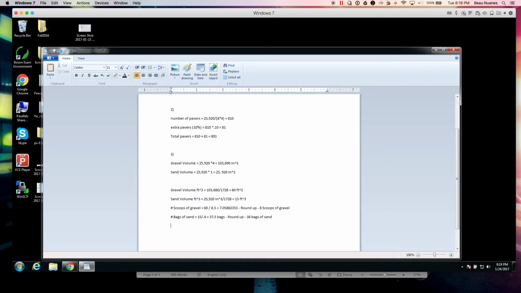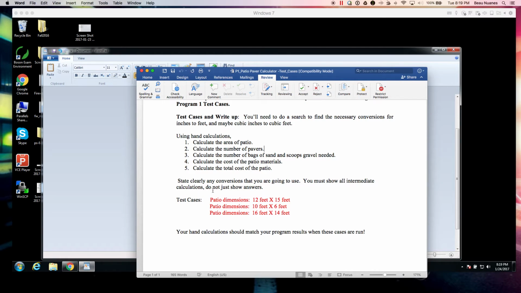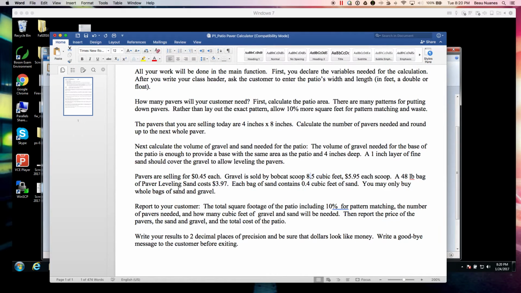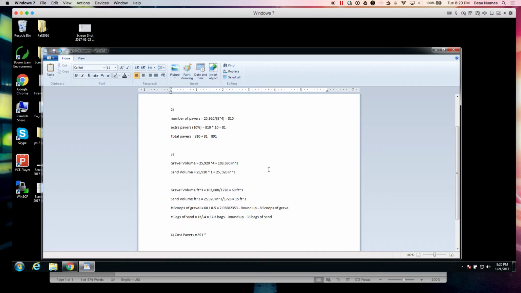Now we have number 4, right? In the test cases, we asked for number 4, calculate. Oh wait, number 3, calculate the number of bags of sand and scoops of gravel needed. So that's number 3. Now on to number 4. Almost there. So now we want to do the cost of the pavers. How many pavers did we have? We had 891. What's the cost of a paver? It is, again, going back here, 45 cents.